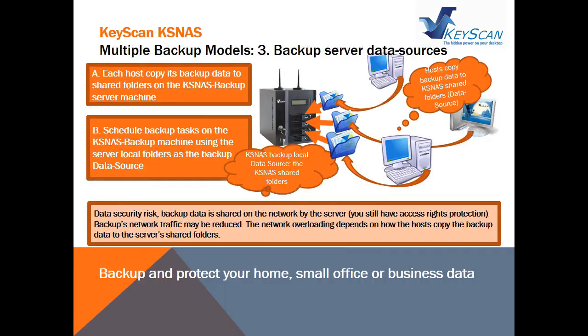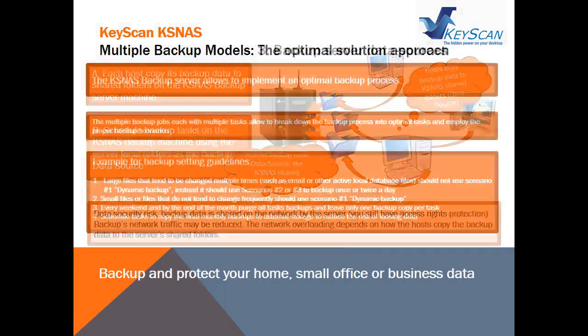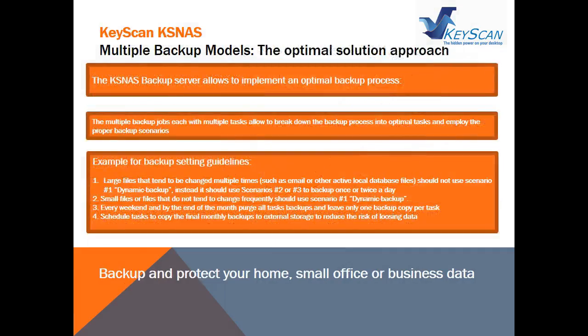The KSNAS backup server lets us optimize the backup process by selecting the proper backup model for the required backup task. For example, large database files that are being updated frequently, such as local email database files, you should not include on a dynamic backup since this may result in blocking your network. Instead, schedule these files as data source backup for late night, early morning, or noontime tasks. On the other hand, smaller document files should be set as dynamic backups to make sure they are always updated and only the modified files are transferred for backup.